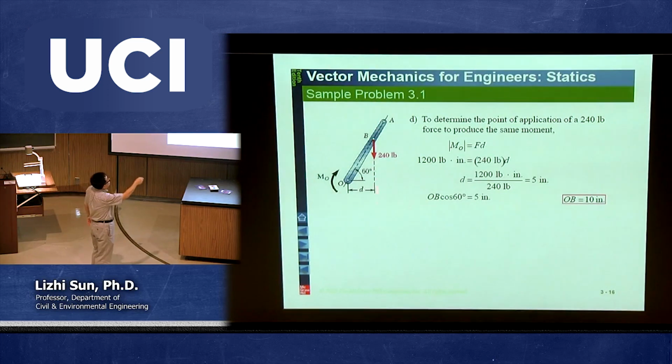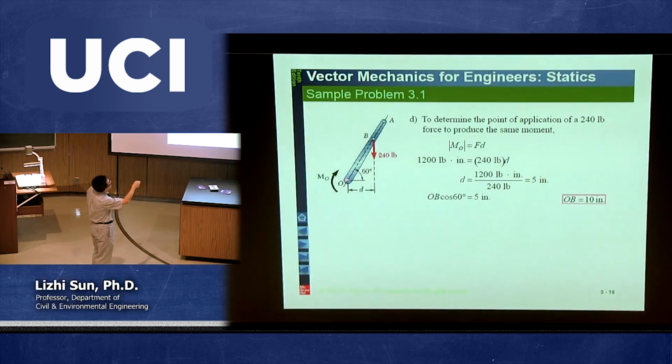So this is a force line, and this is the shortest distance D. So what is D? This D, of course, is 1200 divided by 240, right? You get D as 5 inch.